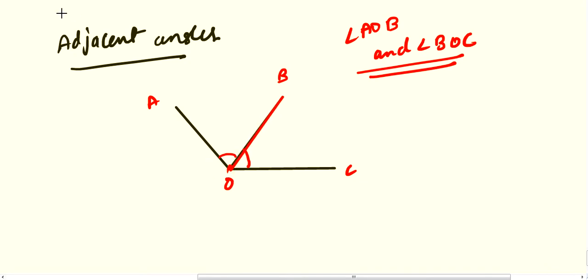So again, two angles are said to be adjacent if they have a common vertex and a common arm. Then the other arms of the two angles lie on the opposite sides of the common arm. That means your common arm is OB here, and the two other arms are OA and OC. As you can see, OA is on this side of OB, and OC is on this side of OB. So they are opposite. OA we are having in this direction, and OC in this direction.